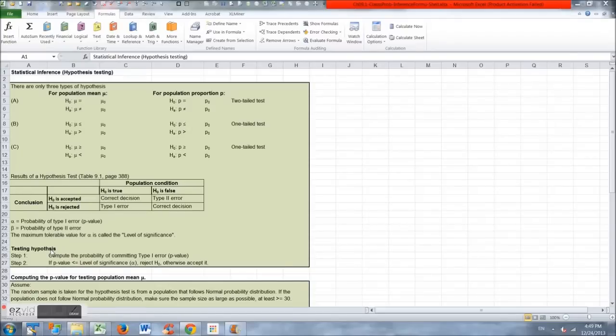This is chapter 9, hypothesis testing. Make sure that you have the correct file downloaded and opened in Excel. We're going to be looking at two different parameters for hypothesis testing, one for the population mean mu and the other for population proportion p.